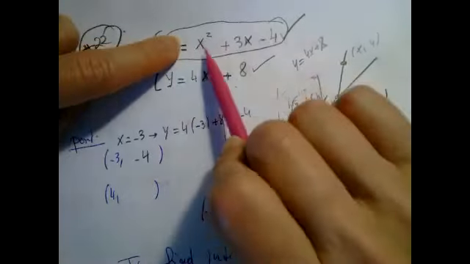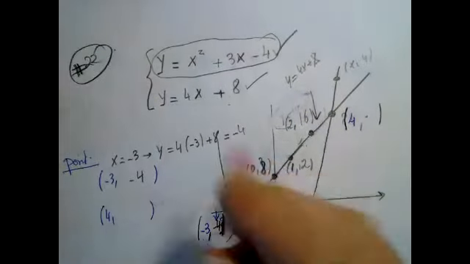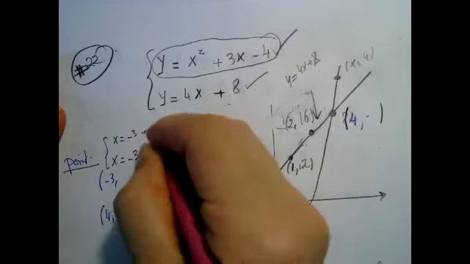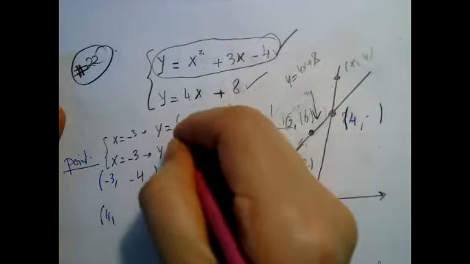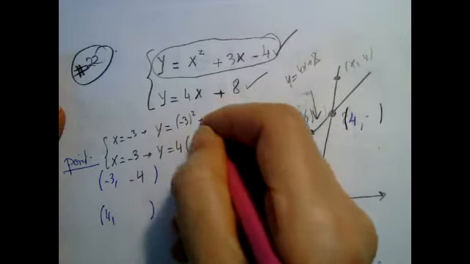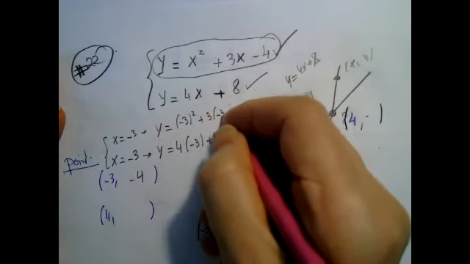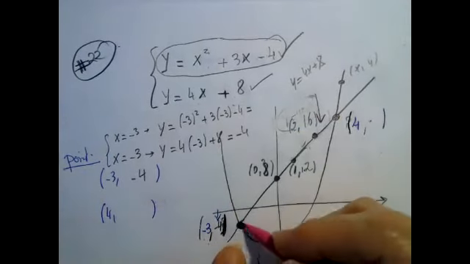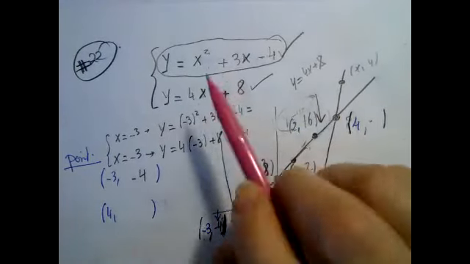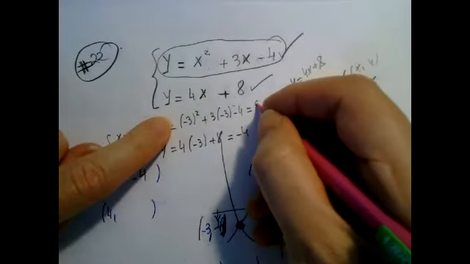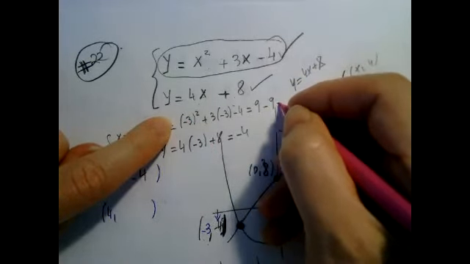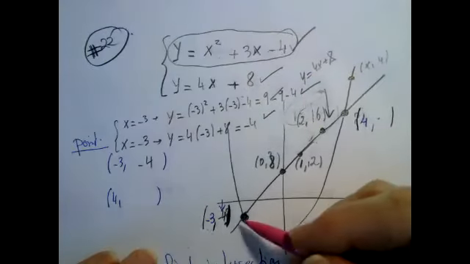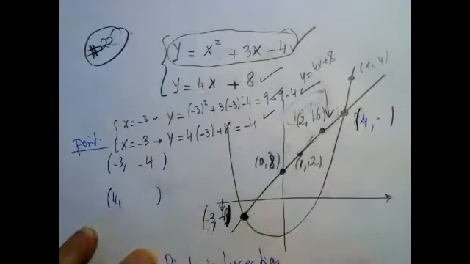So if I plug x into the parabola, I will get minus 3 squared plus 3 times minus 3 minus 4. I should get minus 4. Otherwise, this is not where they meet. So let's see, what do I get? That gives me a 9, minus 9, minus 4, minus 4. It means this point is absolutely on both curves.